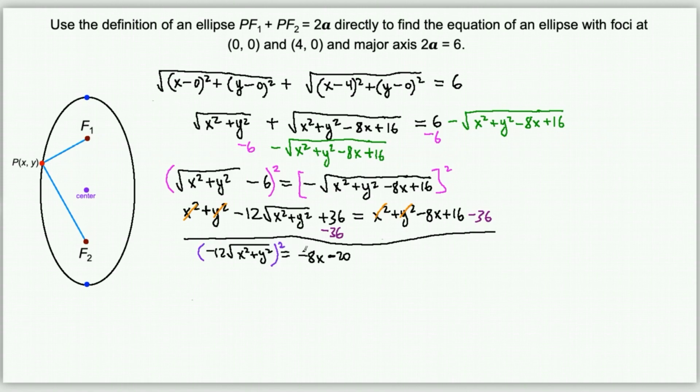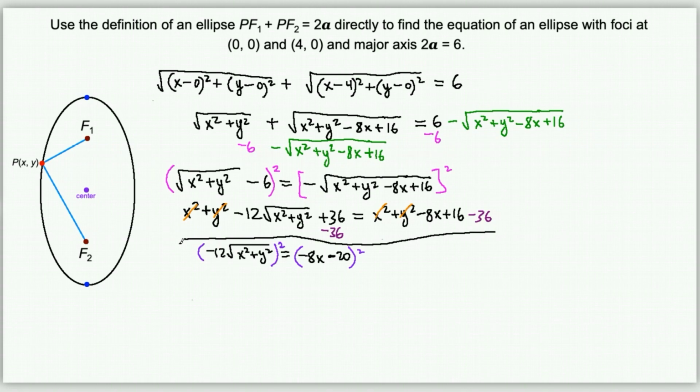So squaring both sides, I know it might seem like we're working backwards, but we're not, right? Because we squared something else before. We squared two square roots, and now we're only squaring one, right? So we're getting rid of ultimately the last square root that we don't need, right? Because we know that our equation of an ellipse will not have square roots in it, right? We know that definitely will be true.